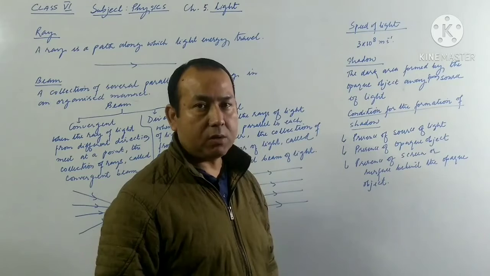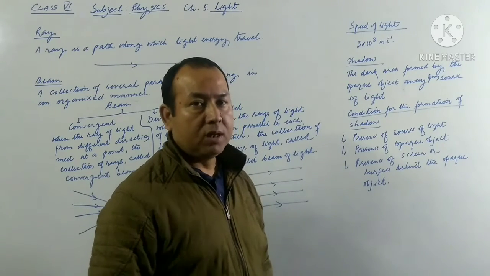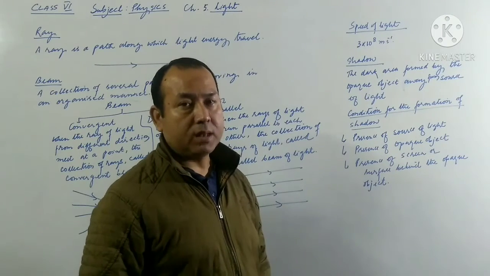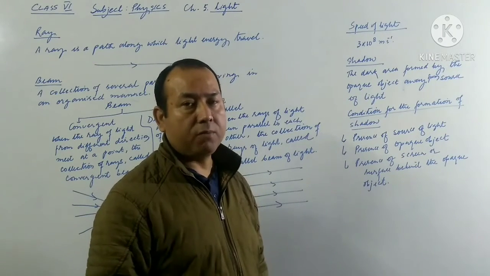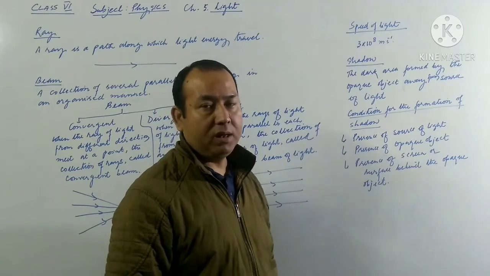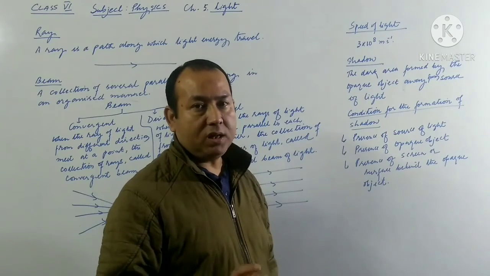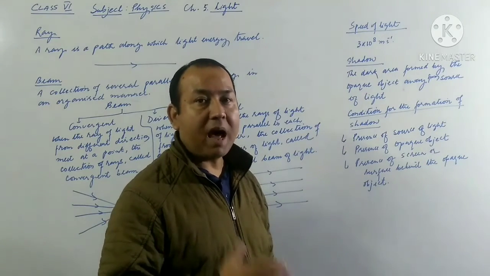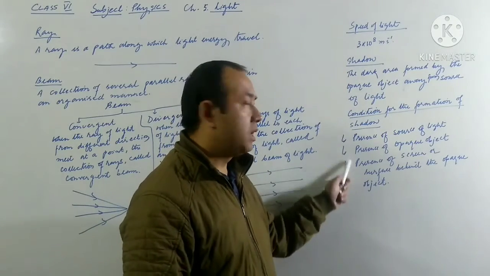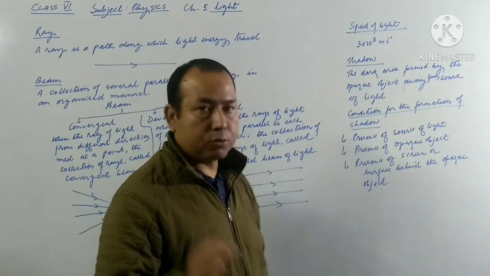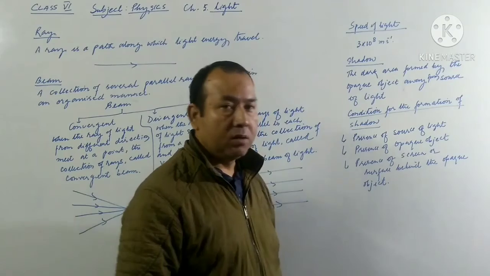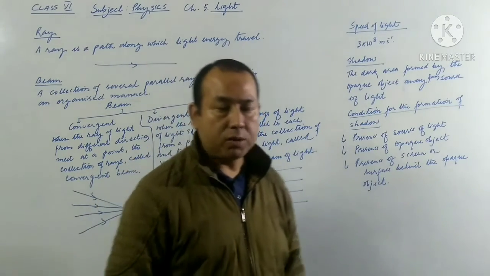Now, how many different things are required for the formation of shadow? The first thing is that there must be the presence of light. The second thing is that there must be the presence of an opaque object. Then the third thing is that there must be a surface area or screen behind the opaque object, so that we can see the shadow. So three conditions are required: presence of a source of light, presence of an opaque object, and presence of a screen or surface area behind the opaque object.